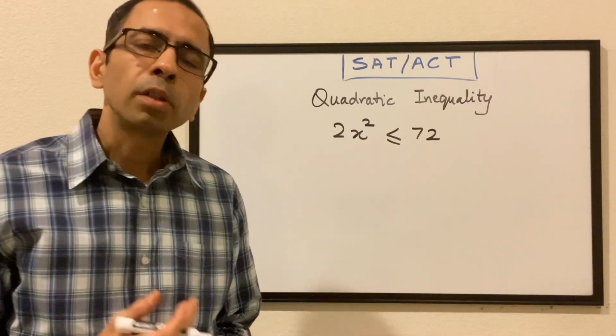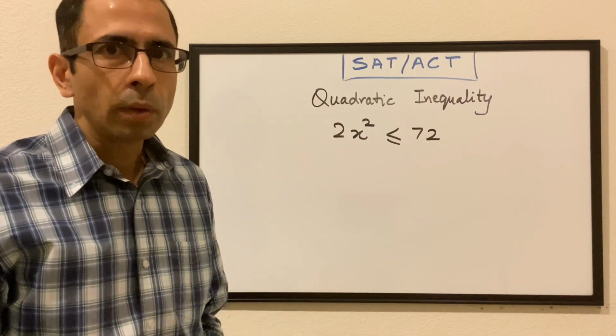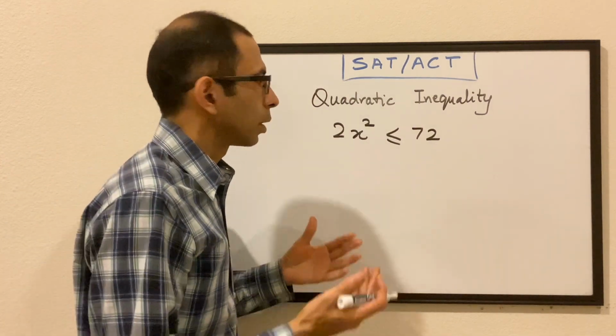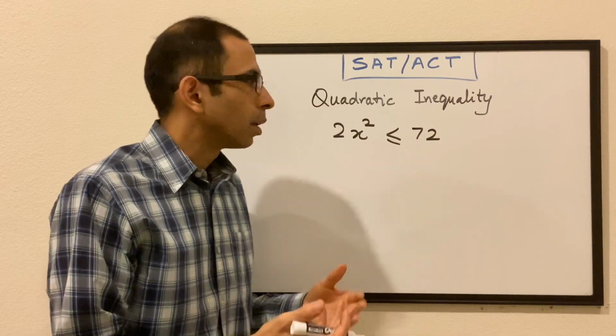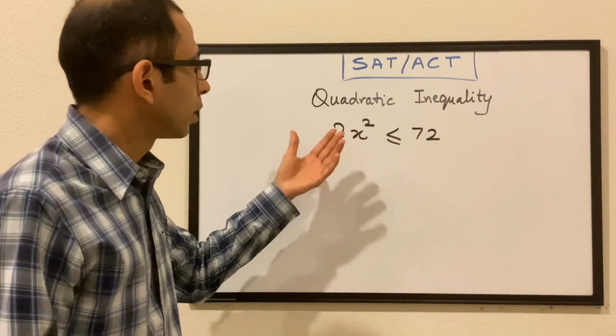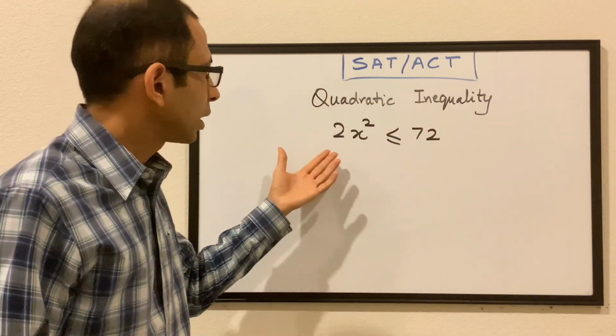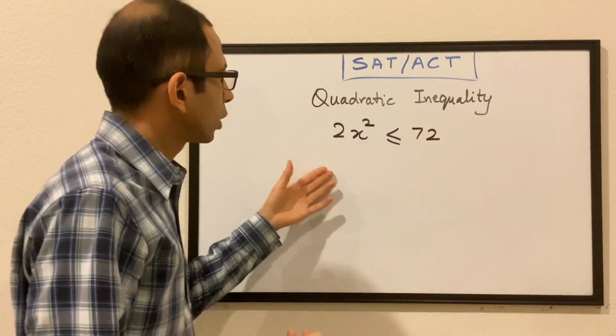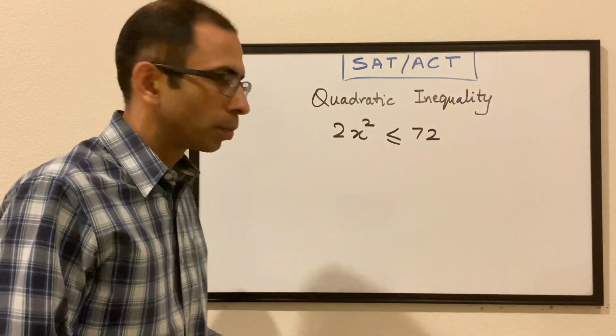Let's talk about the third type of inequality, which could be a quadratic inequality, right? So we talked about the linear inequality, right? We talked about the absolute value inequality, and the third category could be quadratic inequality. So let's say that we have something as simple as this: 2x squared is less than or equal to 72, right?